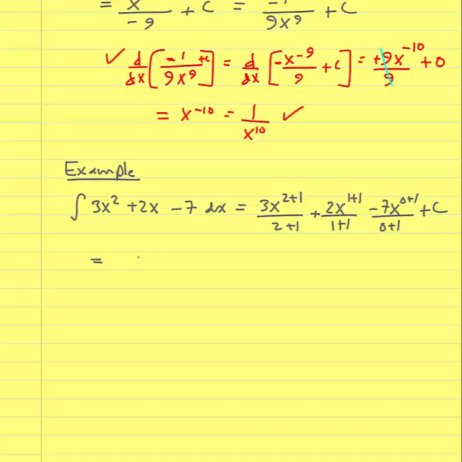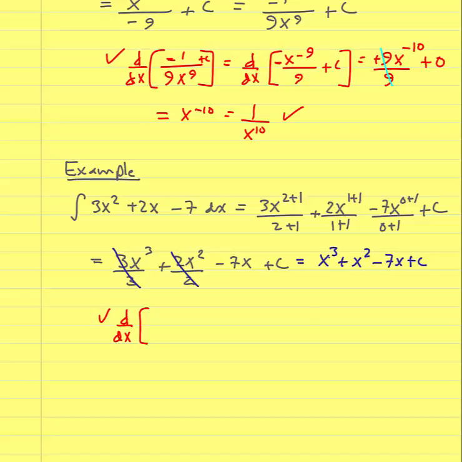So simplifying, looks like I have 3x to the third over 3 plus 2x squared over 2 minus 7x to the first over 1 plus c. So this would be my integral. Now again, I can check that by taking the derivative with respect to x. Actually, I could do a little simplification first. Let's simplify that first. So the 3's cancel, the 2's cancel, and I'm left with x cubed plus x squared minus 7x plus c.